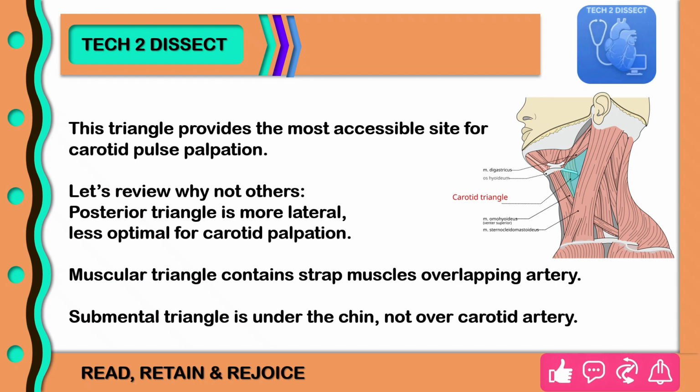Let's review why not others. Posterior triangle is more lateral, less optimal for carotid palpation. Muscular triangle contains strap muscles overlapping artery. Submental triangle is under the chin, not over carotid artery.